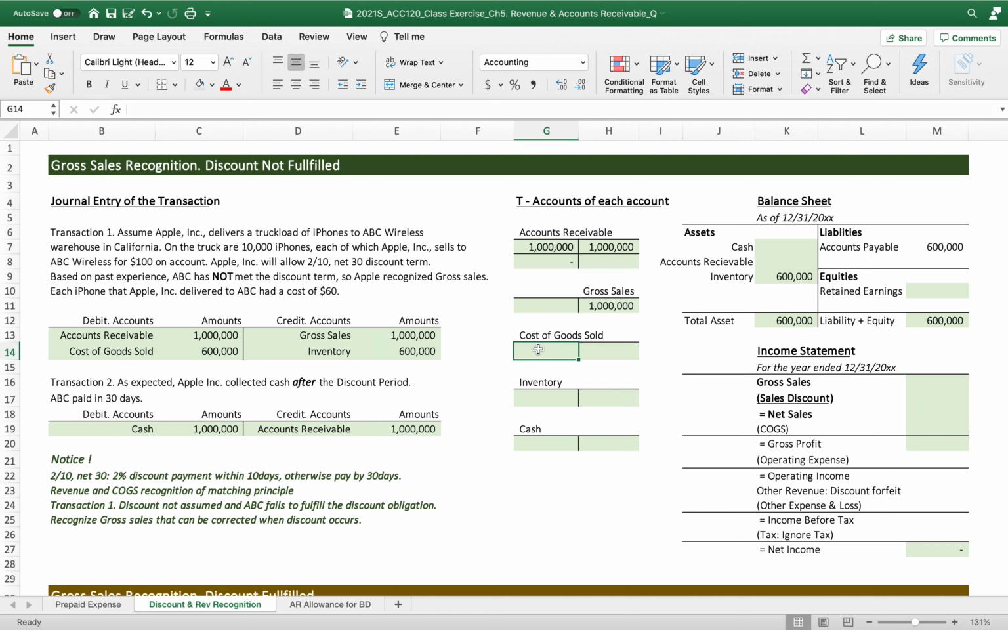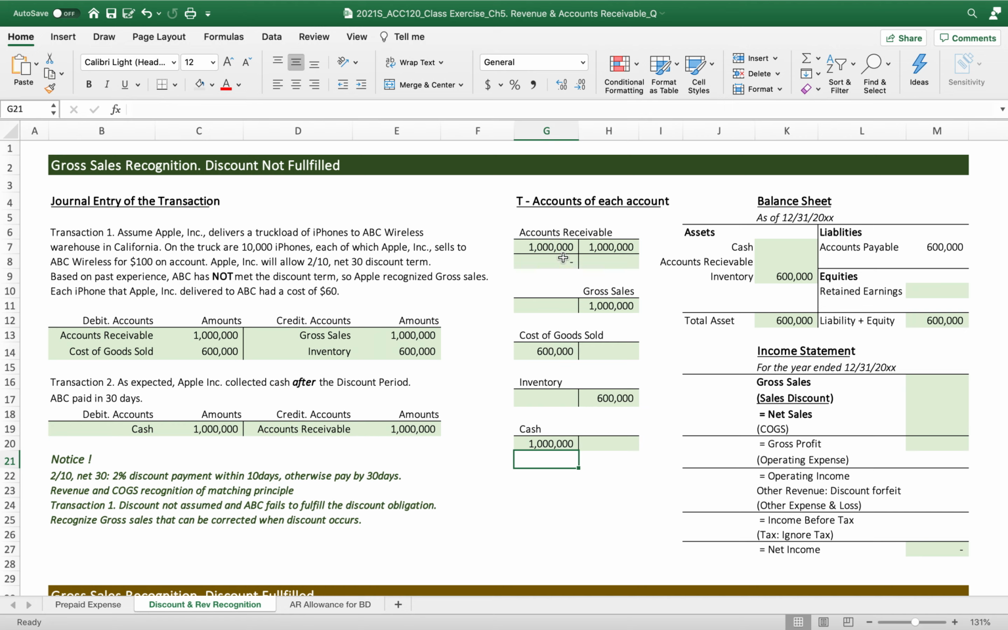Then cost of goods sold is the debit account, an expense that reduces equity. And the inventory, the asset, goes down because Apple Inc. sold all the inventory. So $600,000 should be recorded on the credit side. And then cash of $1 million was collected. So I believe we collected all these journal entries. We passed all these journal entries into each T account.